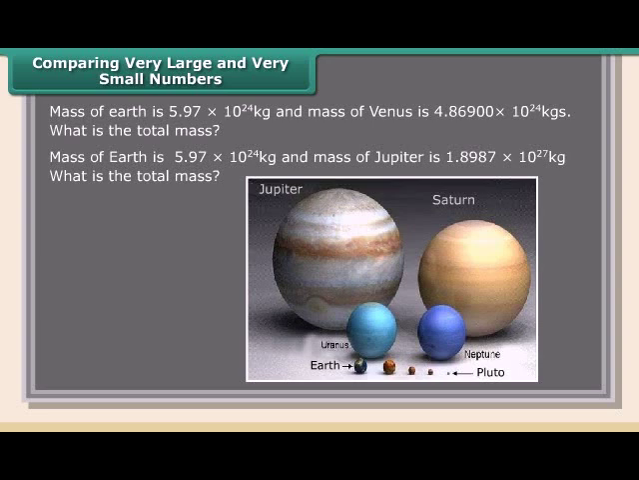Mass of Earth is 5.97 into 10^24 kg, and mass of Jupiter is 1.8987 into 10^27 kgs. What is the total mass?